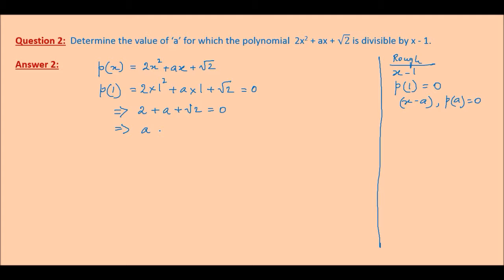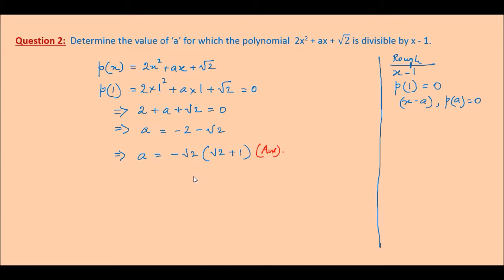Or we can say a is equal to negative 2 negative root 2, or if we take negative root 2 common, then we have root 2 plus 1 inside the bracket. We can either write the answer as a is equal to negative 2 negative root 2, or we can write a is equal to negative root 2 times root 2 plus 1. Okay, this becomes our answer.